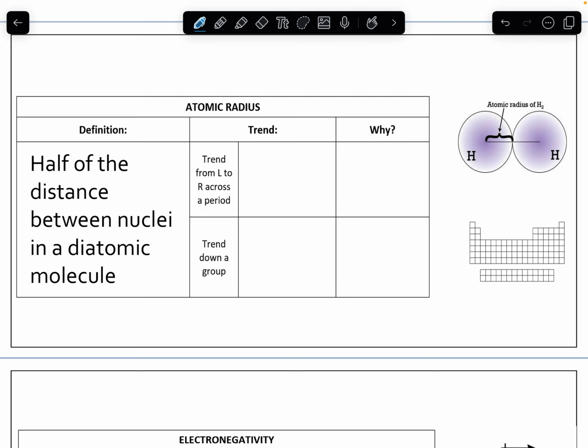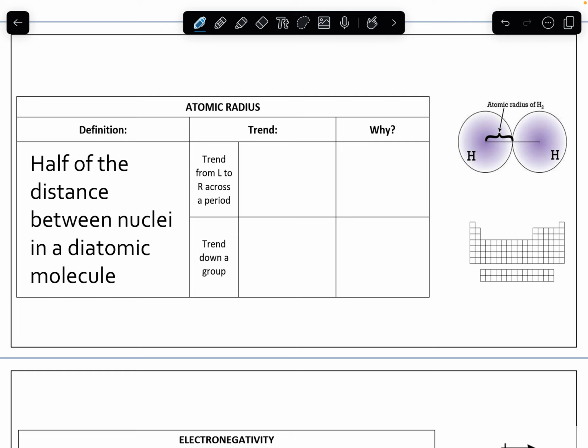So we have our distance. When we think of radius, we're really just thinking about half of a diameter, right? Half of a circle. And so when we say the atomic radius, we're really just talking about essentially the distance between two atoms.